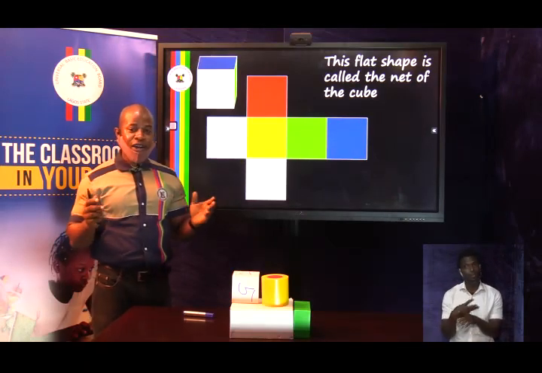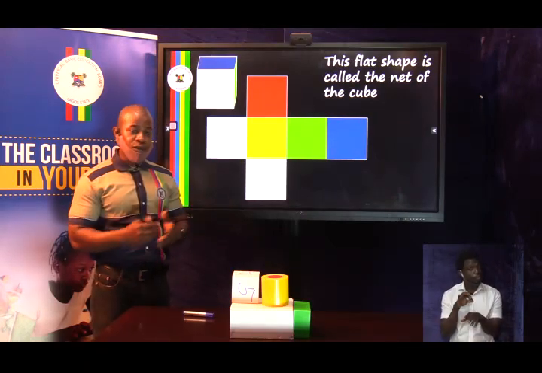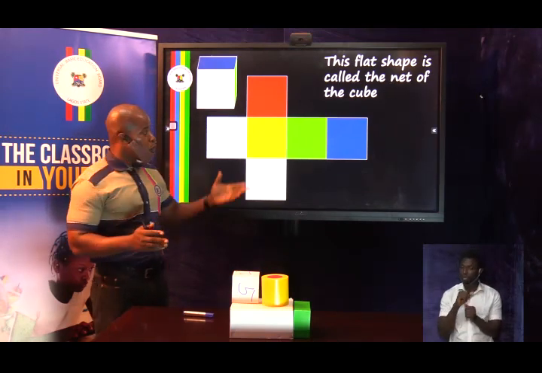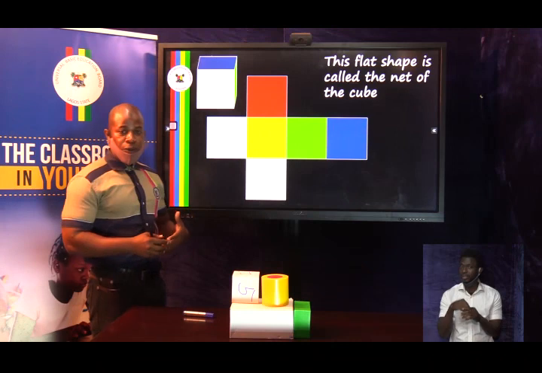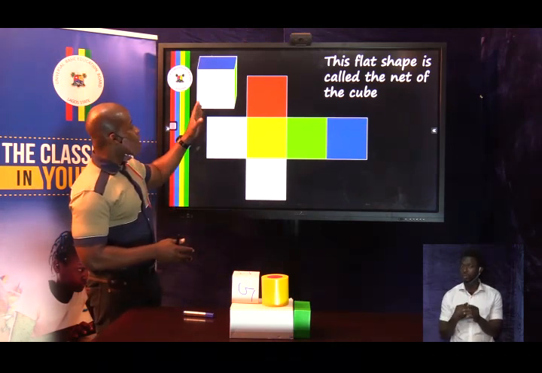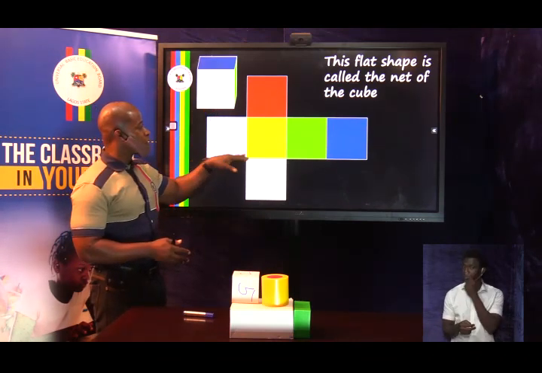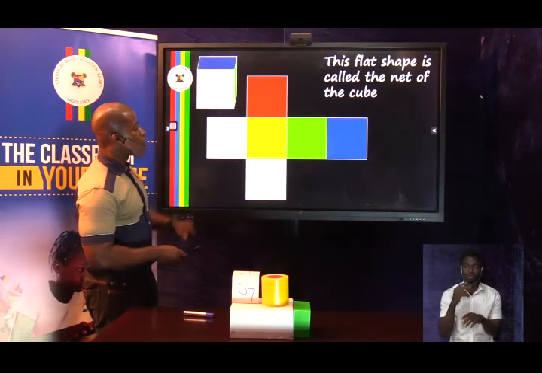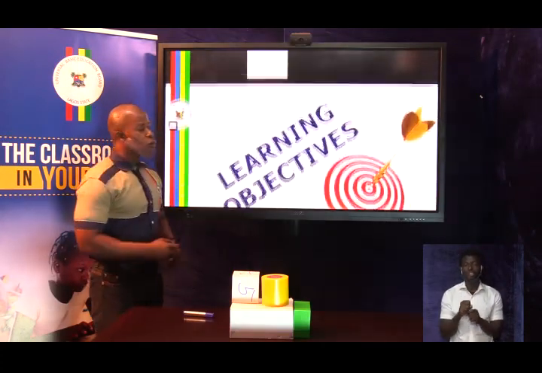So you don't think of net like the mosquito net or the table tennis net, no. When we talk about net in the mathematics class, we are talking of a flat shape of this nature. For the cube that we opened up to get this flat shape, this shape is called the net of the cube. And that is exactly the bone of contention today.